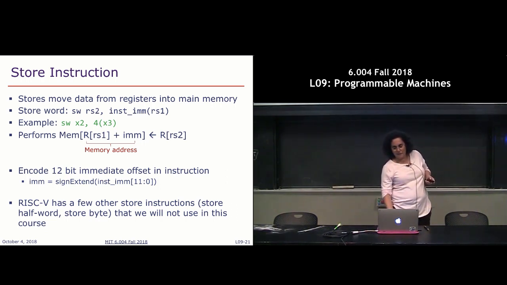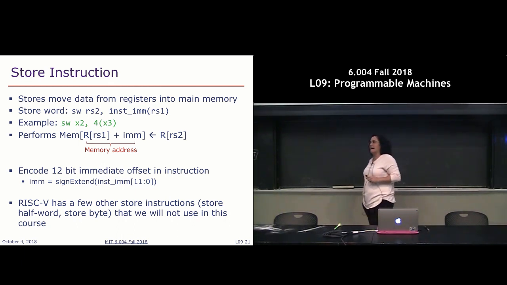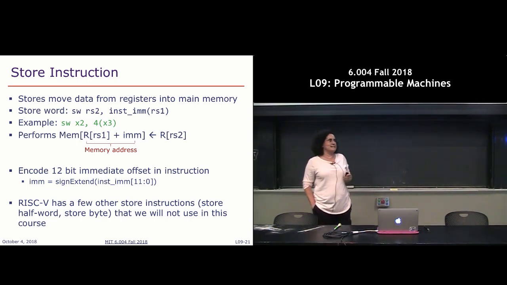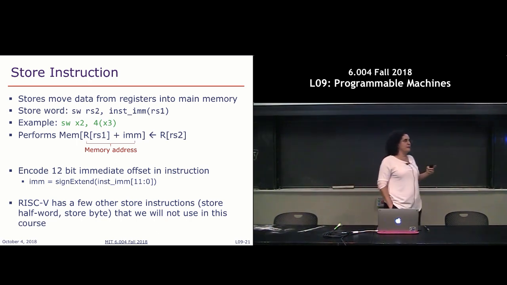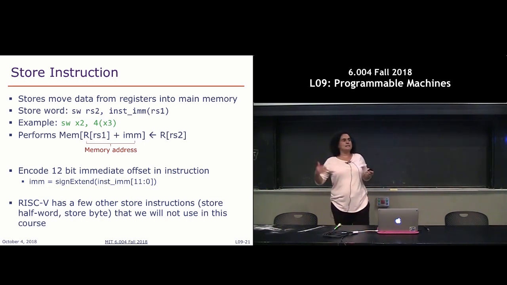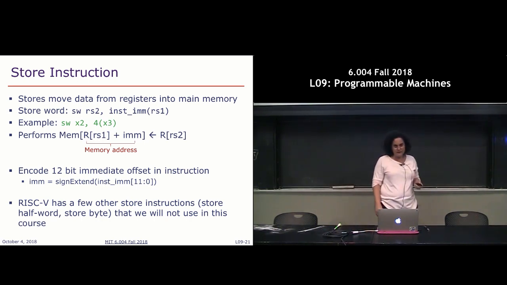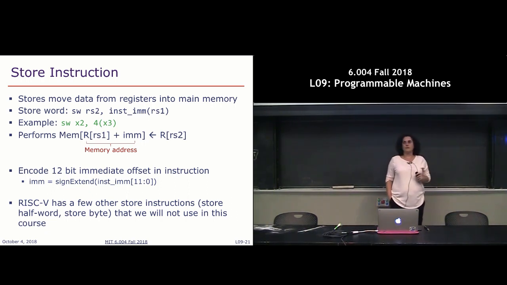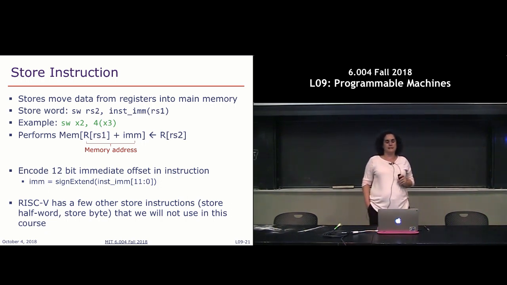So once again, we compute the address like this. Now, who can tell me why might I want to add this immediate constant to a base register in order to figure out what my address in memory is going to be? You have an array. Yeah, exactly. So the register could point to the base of my array, and then I use this constant in order to index into that array. Okay. So once again, there's other store operations in the RISC-V, but we're only going to use the store word operation.